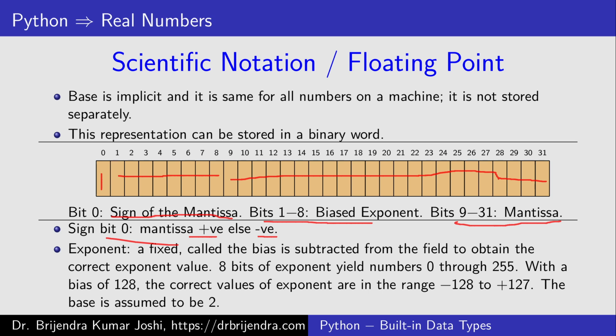In case of the exponent, a fixed value called the bias is subtracted from the field to obtain the correct exponent value. Now 8 bits of exponent yield numbers 0 through 255. Of course, with all bits 0, the number is 0. All bits 1, the number is 255. So with a bias of 128, the correct values of exponent would be in the range minus 128 to plus 127. The base is of course assumed to be 2.